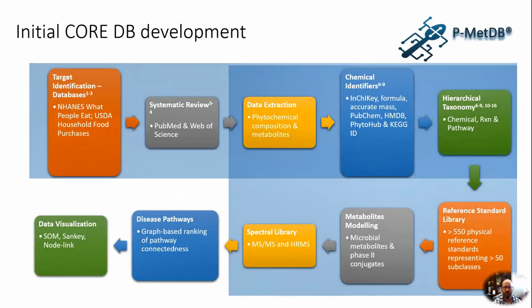In our initial core database development, which we called Phytochemical Metabolome Database, we identified our targets using various USDA databases. We conducted a number of systematic reviews from which we extracted phytochemical composition and metabolite data. Then we moved to pulling in chemical identifiers such as IngID or PubChem ID. We had to establish our own hierarchical taxonomy.